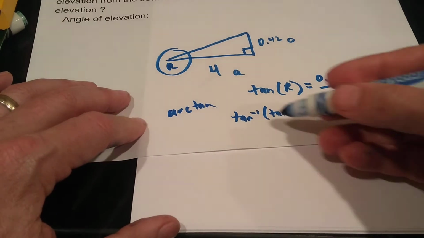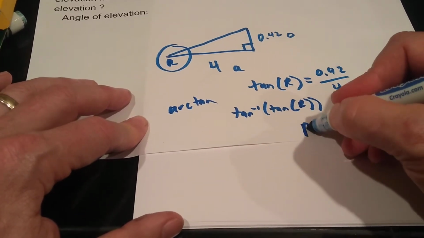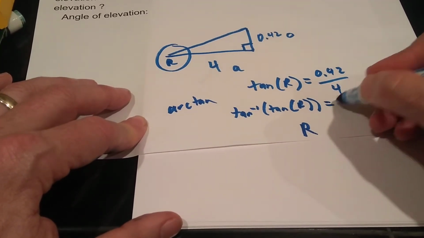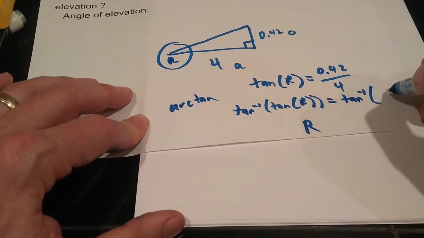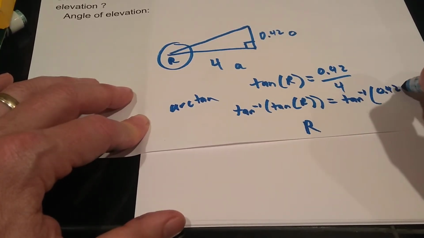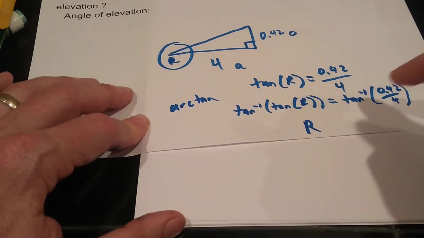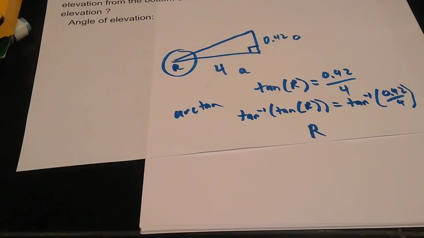Okay, no math required. These are inverse operations. This has to be R. The math required is on this side. When I do the inverse tan on one side, I've got to do it on the other side. So I'm going to do this, and then that's the work I'm actually going to do on my calculator.